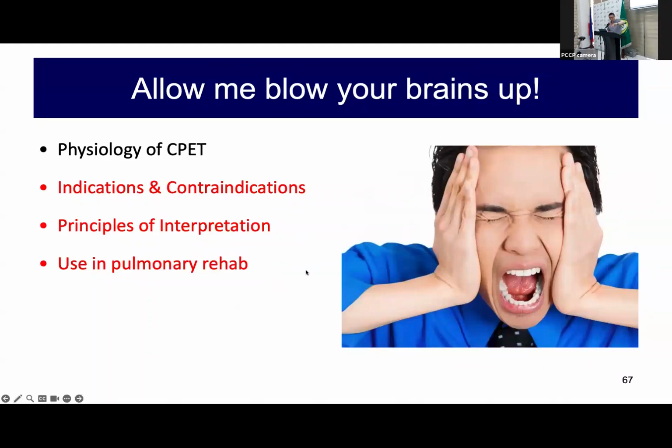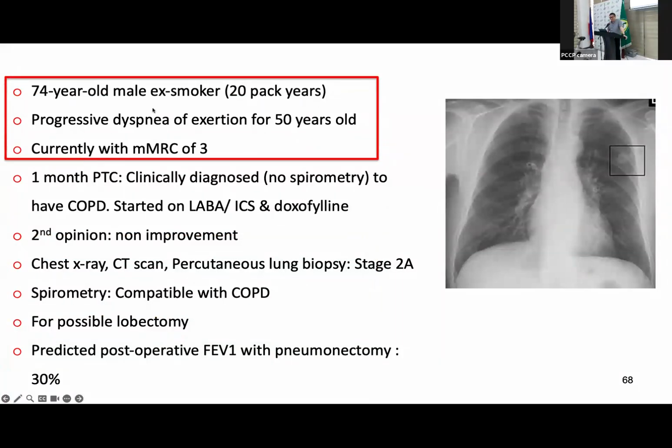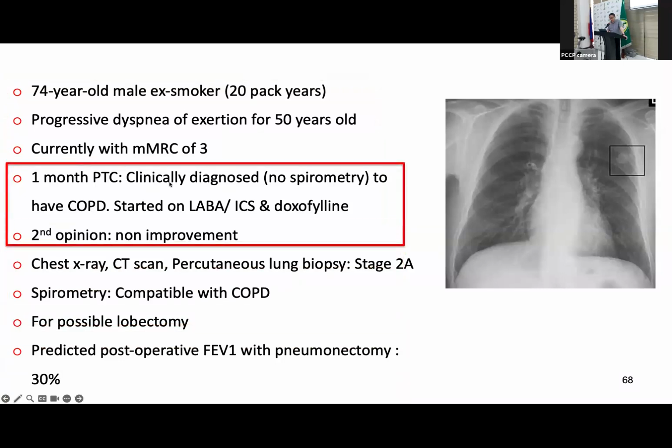Okay, so we now go to the last 3 bullets. Okay, so let's apply it. We have a 70-year-old ex-smoker, 20 years, with progressive shortness of breath since 50 years old, currently on mMRC 1. One month prior to consultation, he was clinically diagnosed, no spirometry, with COPD. He was started on a LABA ICS. Lumapit sa iyo for second opinion because he is not improving.